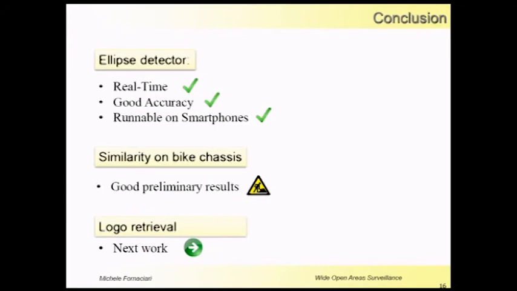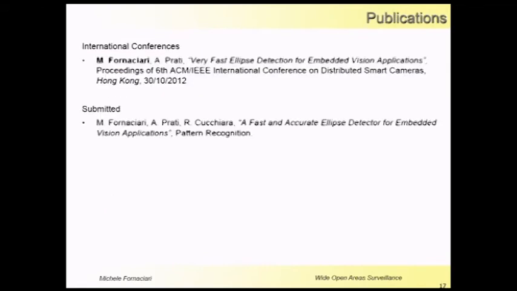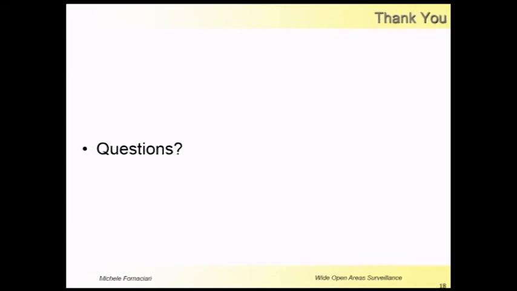Thanks to this, we can detect wheels in images of a bicycle, and now I'm working to detect the chassis and to do some similarity measure. And then, this year, I will also work on logo retrieval, also on mobile phones. For this year, I have a publication, and I have submitted this algorithm to a journal.